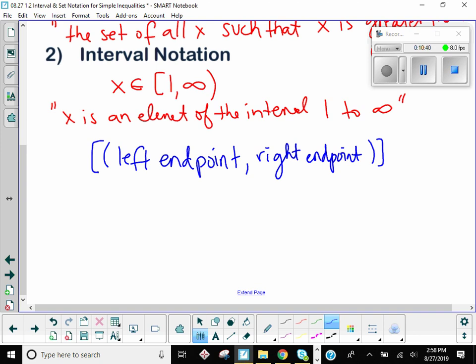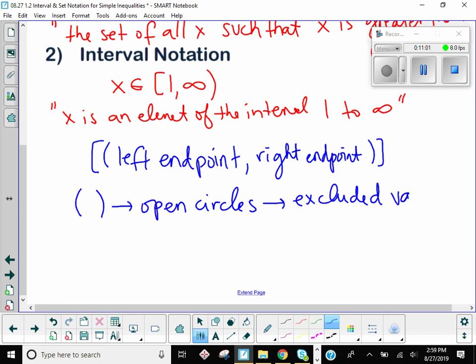And parentheses are for when you used to use open circles on the number line, right? So parentheses are a replacement for open circles, and these are what we call excluded values, which is why infinity always gets parentheses, because you can never actually reach infinity, therefore you can never actually include it as an endpoint or a boundary. It always gets parentheses.